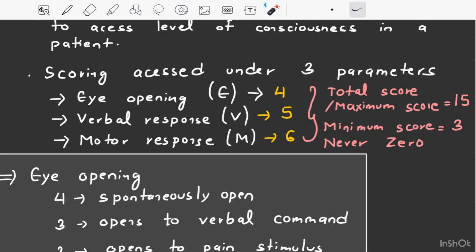We must remember that in whatever condition the patient may be, the score is never 0. The minimum score of GCS is 3. So you can understand that the minimum score for each of these parameters, that is eye opening, verbal response, and motor response, is at least 1.